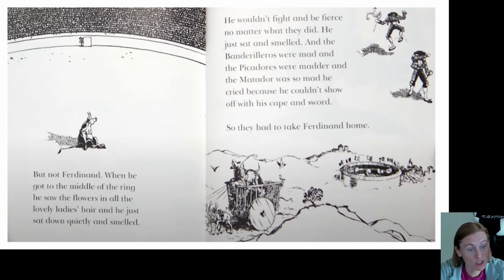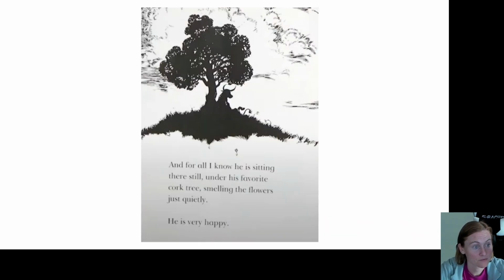So again, we can see our setting is changing. We can see the big arena in the background with all the flags on it, and the cities and the buildings in the background. And there's Ferdinand in the cart, right, being taken back out to pasture, right, back out to the country. And for all I know, he is sitting there still under his favorite cork tree, smelling the flowers, just quietly. He is very happy.